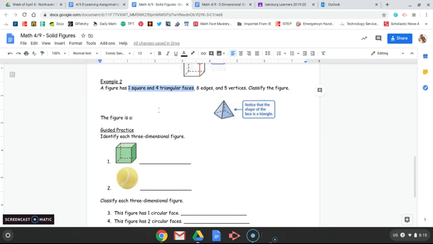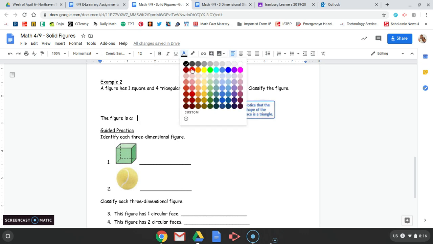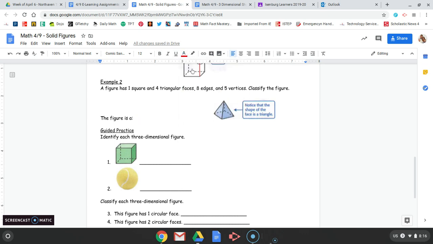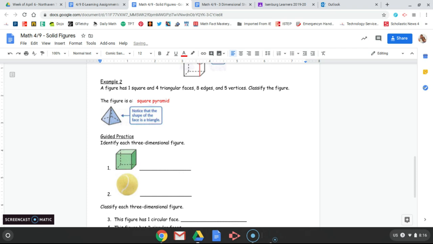So notice how it says 1 square face and 4 triangular faces. So if you look at the figure, here's the square base at the bottom, and then all of the rest of them are triangles. But remember, this was the shape that we name based on its base. So this figure is called a, hopefully you said, square pyramid. Okay, square pyramid.